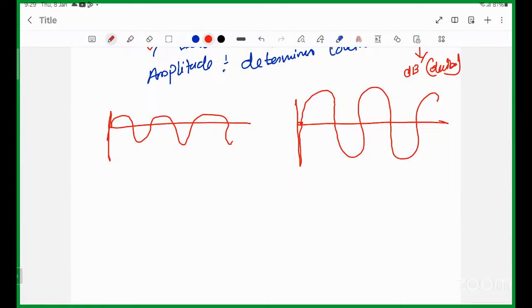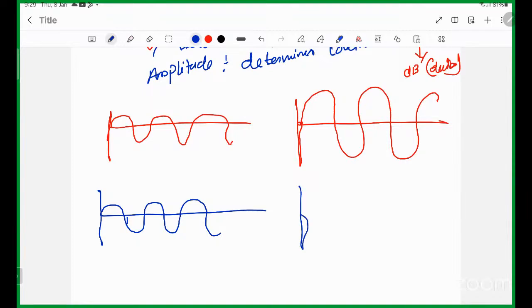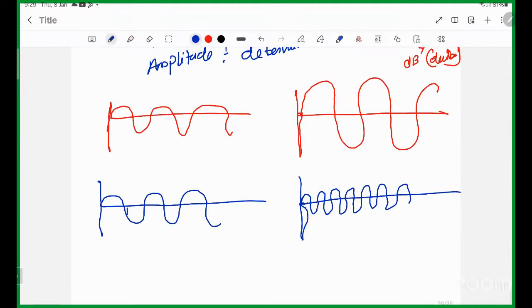In case of frequency, we can take it like this is the sound. The frequency and the amplitude are the same, but in case of another one, the frequency is more in the given time period.